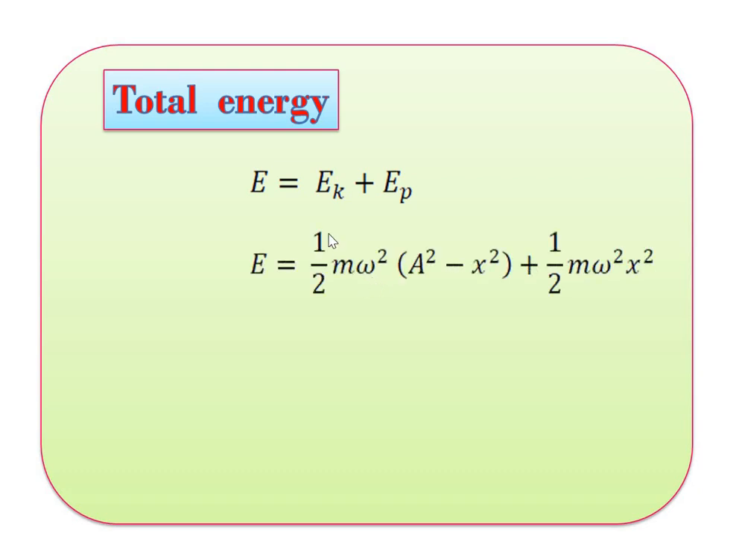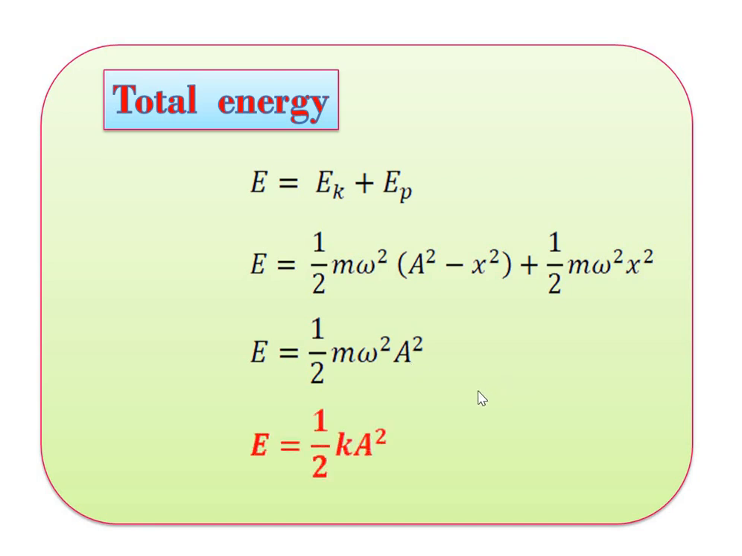That becomes 1/2 m omega square into the bracket a square minus x square. This one is the kinetic energy, plus potential energy, which is 1/2 m omega square into x square. Simplifying this equation, the minus x square and plus x square cancel. Taking the common term outside, the total energy equals 1/2 m omega square into simply a square.